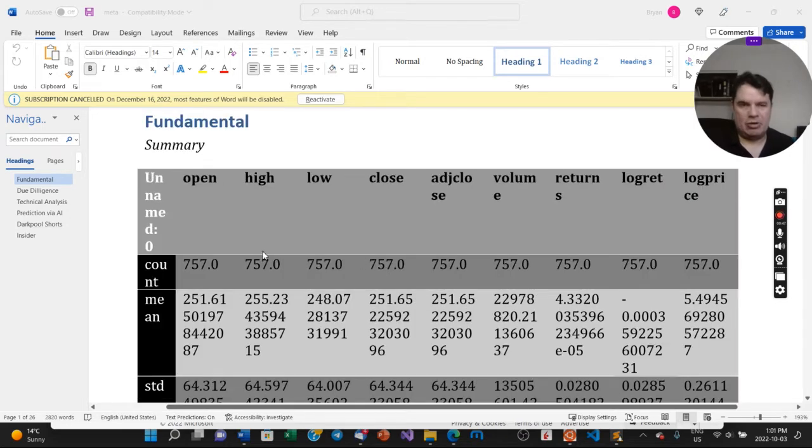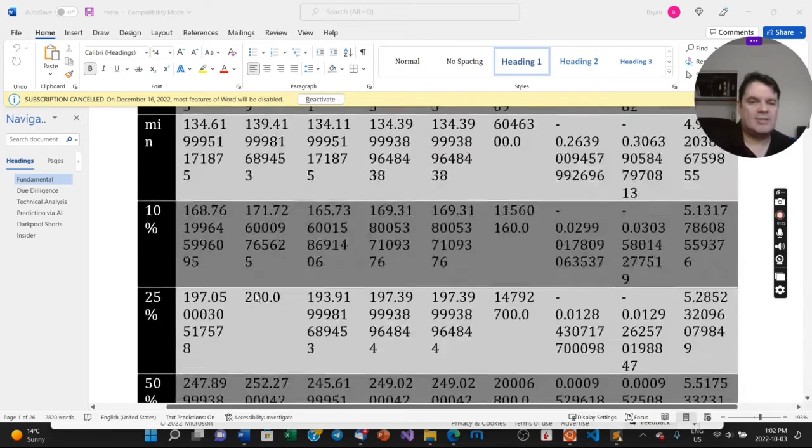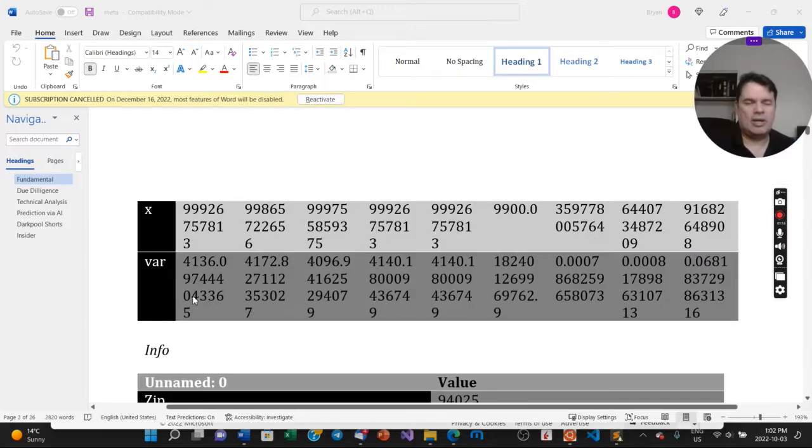So here we've got fundamental. It's all divided up into fundamental, due diligence, technical analysis, prediction via AI, my first attempt at doing machine learning, dark pool, and shorts. That's really important. Nobody does that a lot. And insider information. So imagine you can use these new techniques, new methodologies to forecast price. All right, so let me show you what it is.